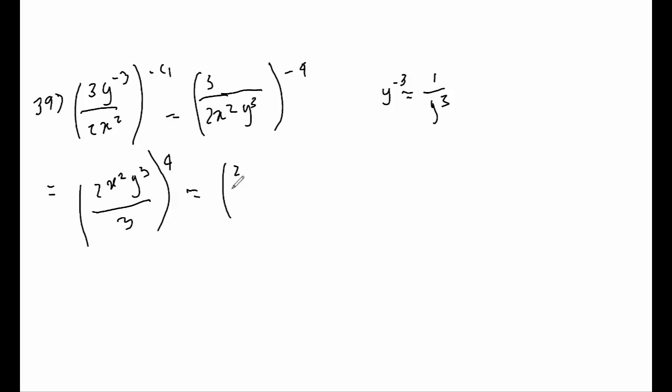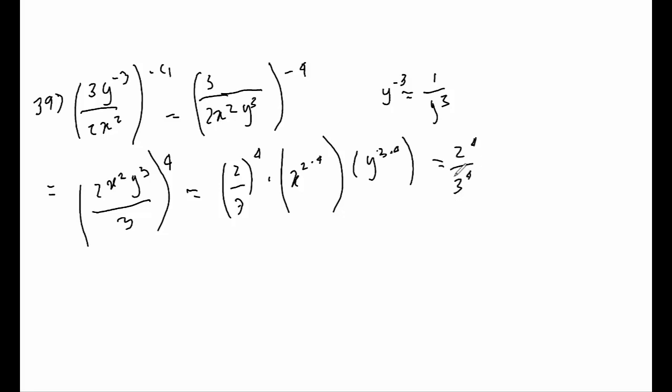So I have 2 over 3 to the 4th power, and I have my x's, so here I have x squared times 4, and then I have my y to the 3rd times 4, and then I'll finish it up, 2 to the 4th over 3 to the 4th, and that's going to give me x to the 8th, y to the 12th, and then I'll work this out, and it turns out 2 to the 4th.